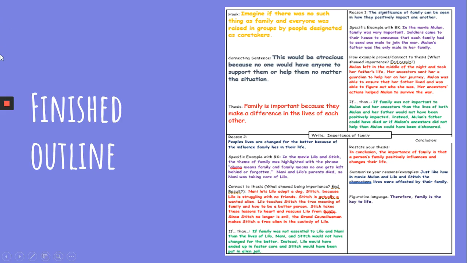about your thesis. So this is what the finished outline looks like, and the conclusion would be, in conclusion, the importance of family is that a person's family positively influences and changes their life. Just like how, in the movies Mulan and Lilo and Stitch, the characters' lives were affected by their family. Therefore, family is the key to life. So this is how yours should look, but dealing with whichever prompts we're talking about, okay? So in this case, for the very first essay, essay 1, it is importance of being honest, okay?